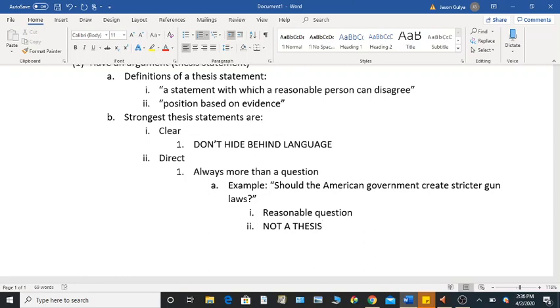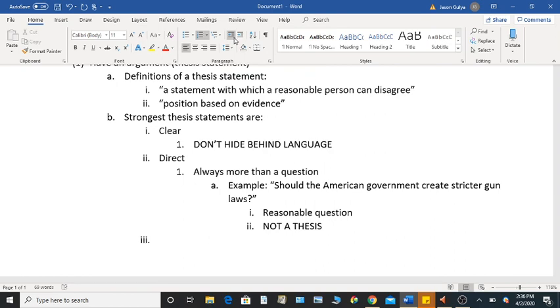So a position would be more along the lines of the American government should or should not create stricter gun laws. Either of those positions, and this totally depends on which one you pick, can use evidence to back it up. So try to be direct, try to go beyond the question. You can start there, the trick is not to end there.